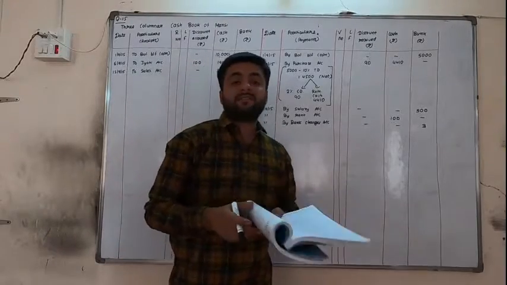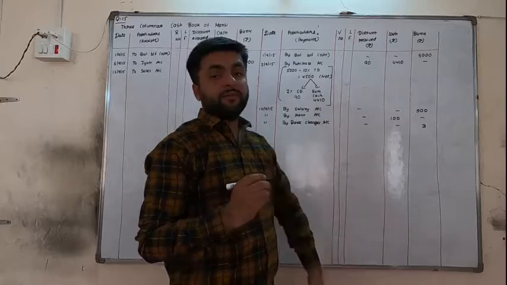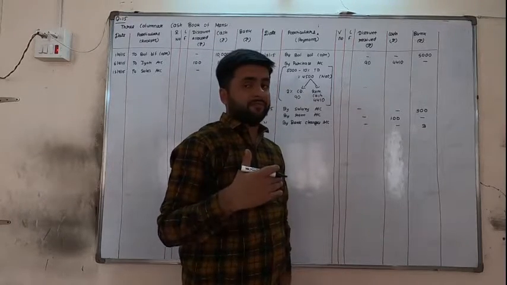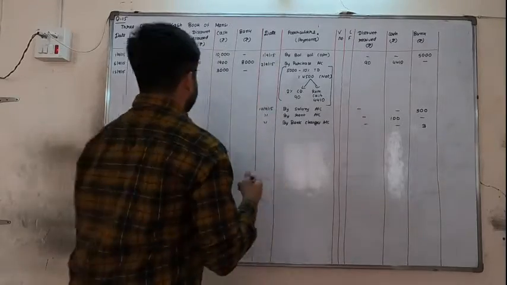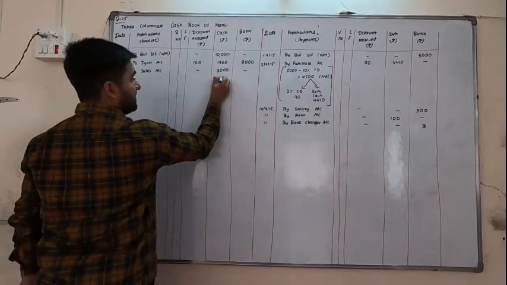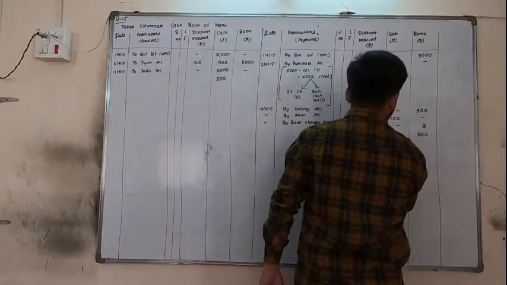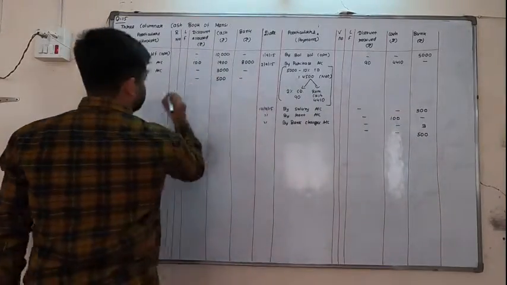So this transaction is very important. We are withdrawing from the bank for office expense. Okay, if we are not paying then it's okay, but still we are withdrawing. Now whenever we are withdrawing from the bank, cash is coming in, so on the debit side in the cash column 500 and on the credit side in the bank column rupees 500, dash in every other column.